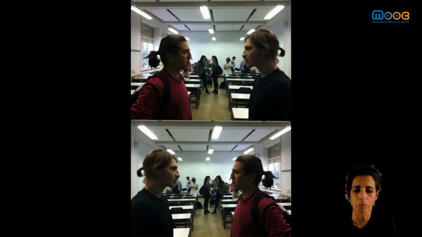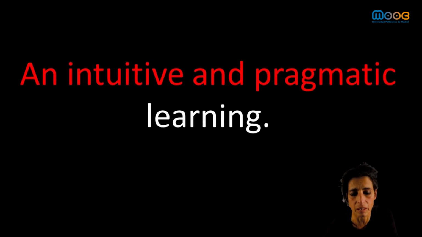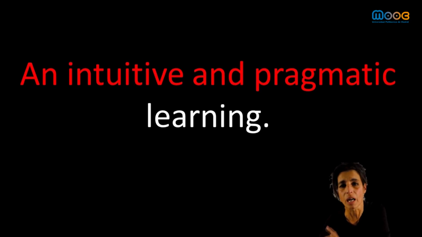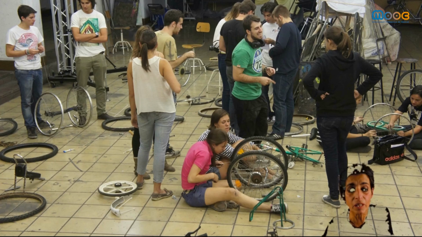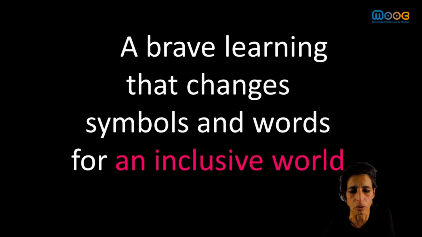An intuitive, a pragmatic learning. That means that we can move a lot of accessories, a lot of machines, and in the class they are transformed to get into another shape, another function. A brave learning that changes symbols and words for an inclusive word. You are included is the key word.